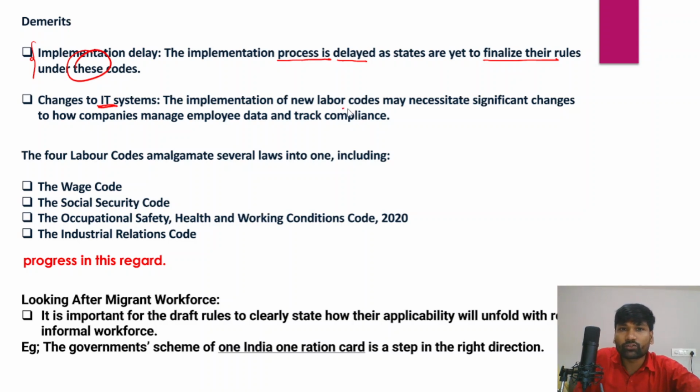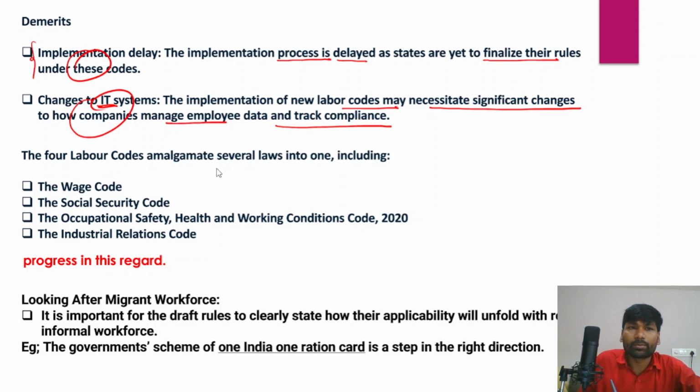So implementation of the new labor codes may necessitate significant changes in how companies manage employee data and even track compliance. In all these areas, there are a lot of changes that have to be brought in with respect to the IT systems.